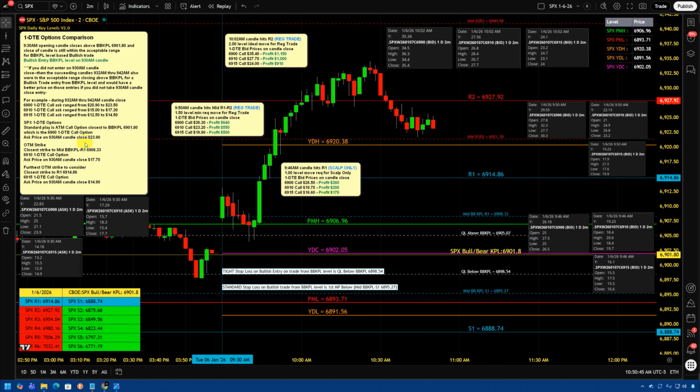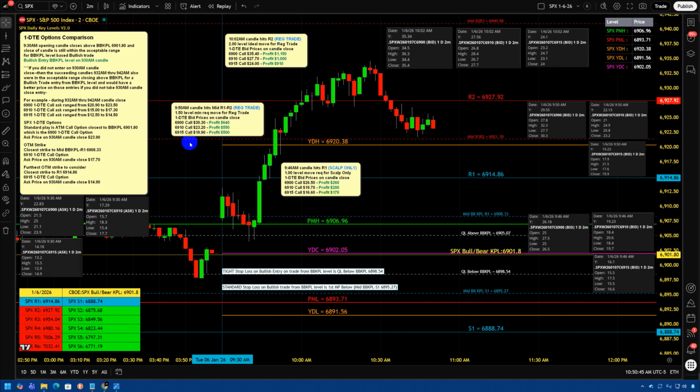versus the 0DTE, we had $17. The price on the 69.10 is $17.70 versus the price on the 0DTE was $10.60. And on the furthest out of the money, the 69.15 is $14.90 versus the 0DTE was $8.